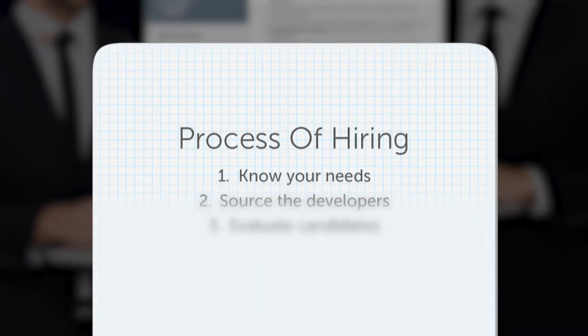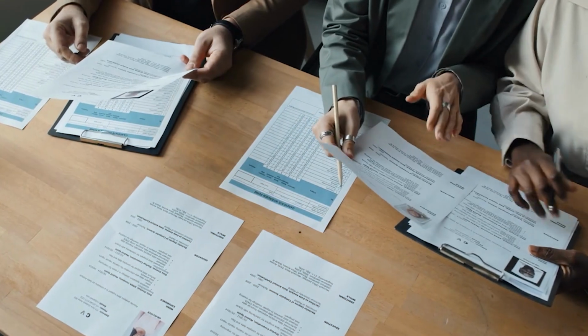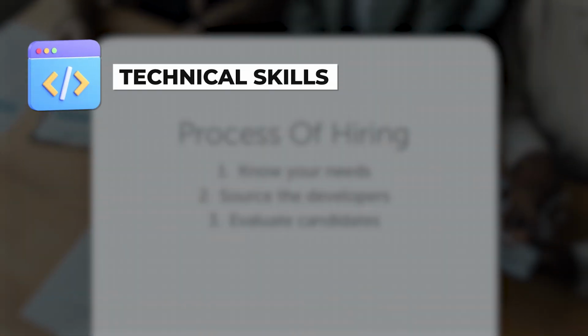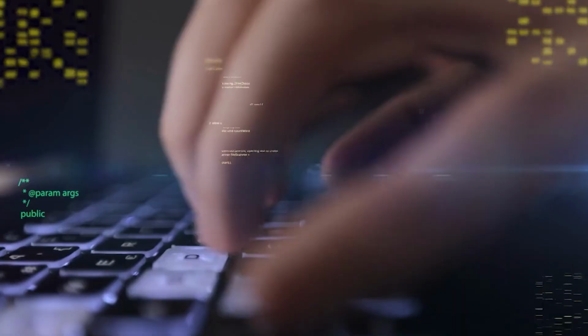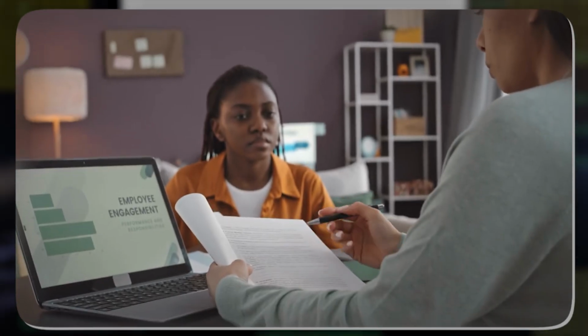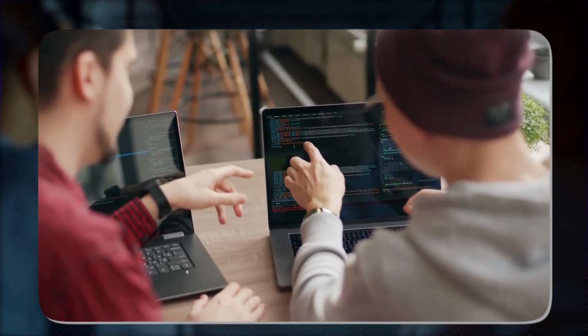Step number 2 is to source the developers from various platforms and with the help of networking. The third step is to evaluate candidates based on their technical skills, problem-solving skills, experience, and portfolio. Make sure that they are proficient at C++, Java, JavaScript, Python, Ruby, JS, Perl, and Solidity. After evaluation, conduct interviews and finalize the developer, followed by onboarding them and getting started with the project.